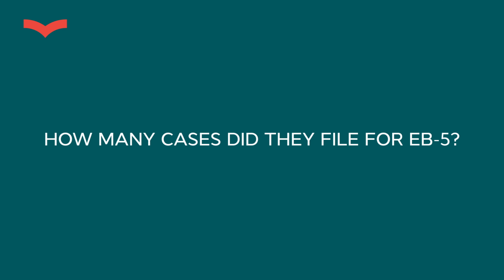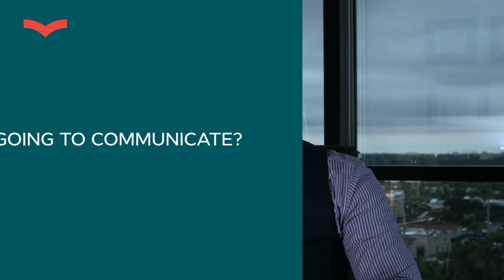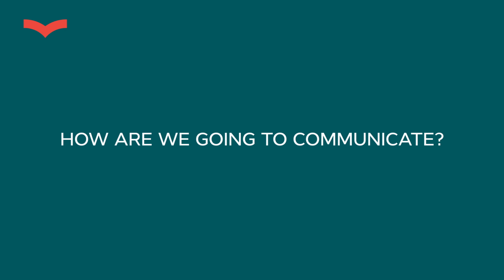But also make sure when you choose your immigration attorney, ask that person how many cases they filed for EB-5, how many projects they know. Just ask them questions, ask them about their license, ask about the state where they're licensed. Ask them if they ever got disciplinary actions against them. This is very important also, but also ask them how we're going to communicate during this long process, because be ready to spend 2 years with this attorney.